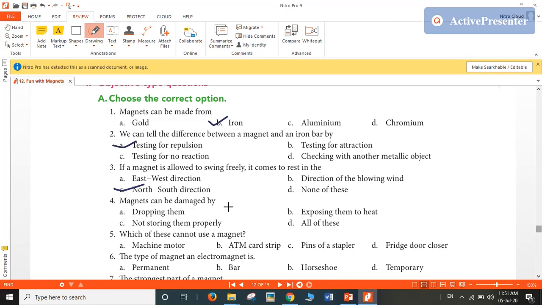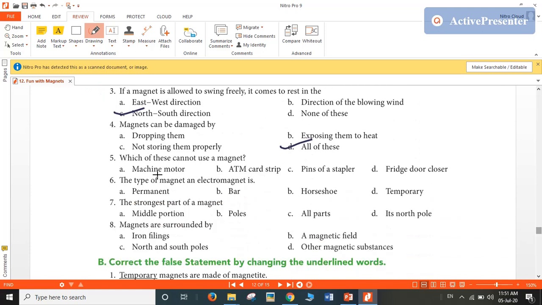Magnets can be damaged by dropping them, exposing them to heat, not storing them properly. So all of these are the reasons why a magnet can get damaged. So D would be the answer. Which of these cannot use a magnet? A machine motor uses it. ATM card strip, yes, there also there is a magnet. Pins of stapler, so this would not use a magnet. So C would be the answer.